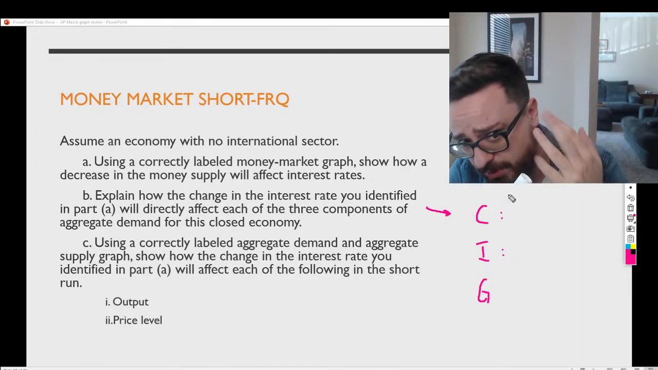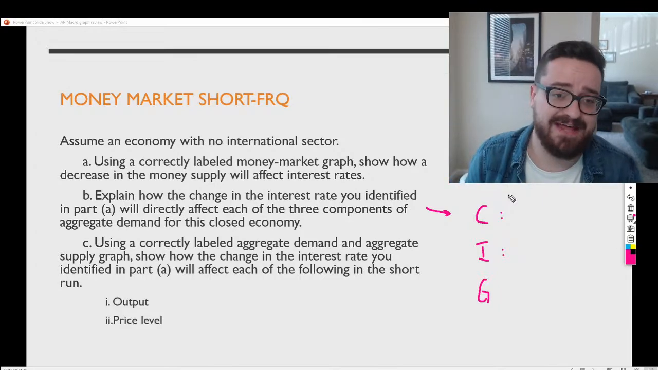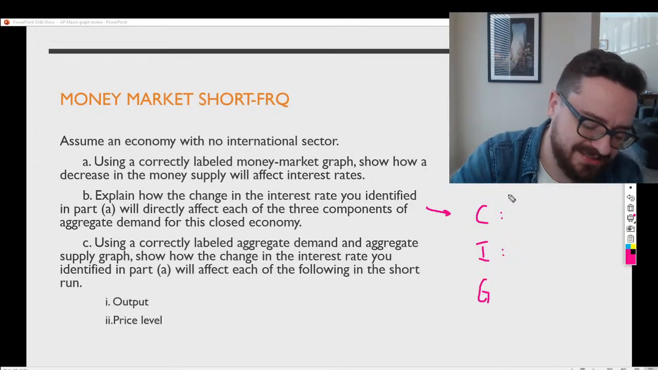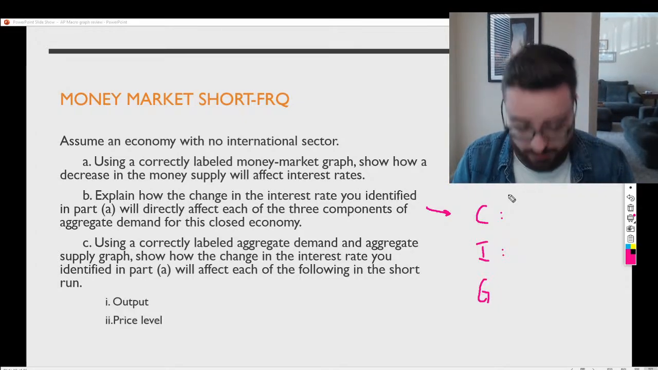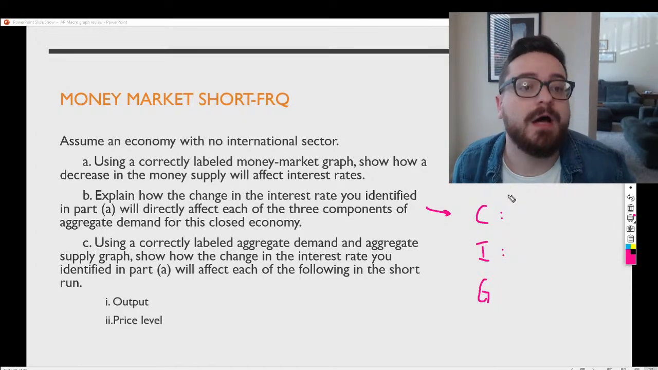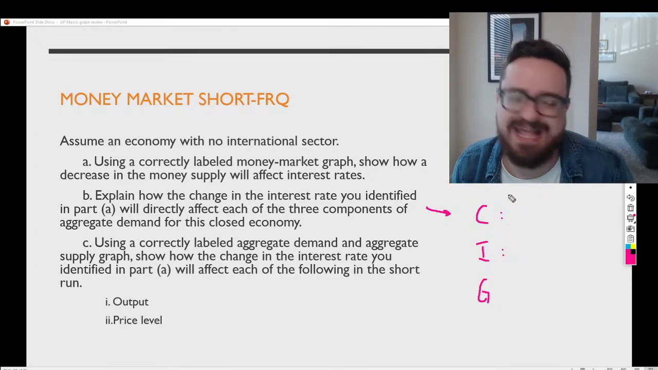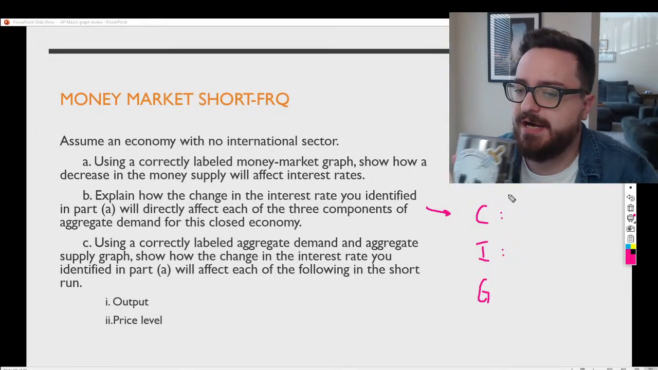They had an option where you could write that government spending wouldn't change. They gave that as a caveat of you can write that G doesn't change because the government kind of borrows regardless of what the interest rate is, which is accurate, but normally if they behave logically and rationally, they probably shouldn't borrow as much if the interest rates are higher.